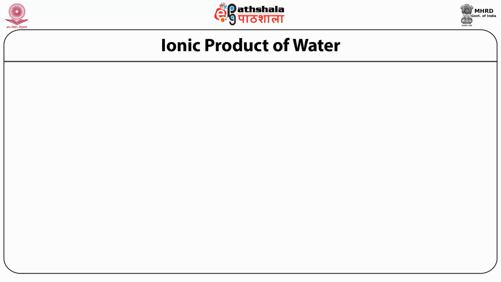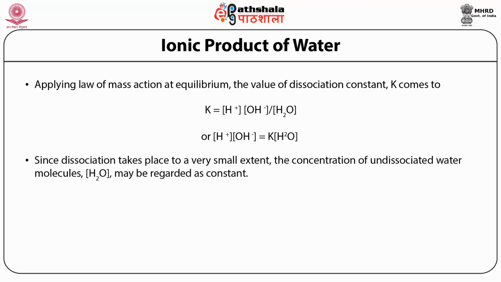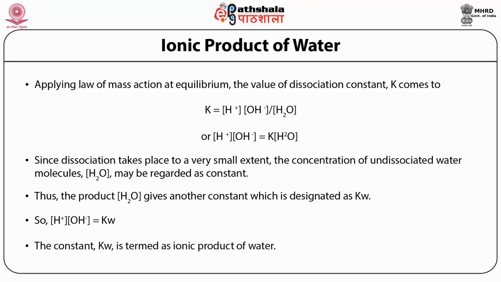Ionic product of water. Applying the law of mass action to the equilibrium, the dissociation constant K is K = [H⁺][OH⁻]/[H2O]. Since dissociation takes place to a very small extent, the concentration of undissociated water molecules may be regarded as constant. Thus, the product K[H2O] gives another constant, which is regarded as Kw. [H⁺][OH⁻] = Kw. This constant Kw is termed the ionic product of water.